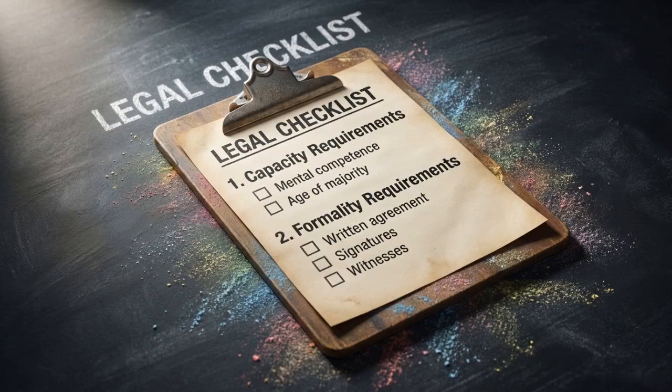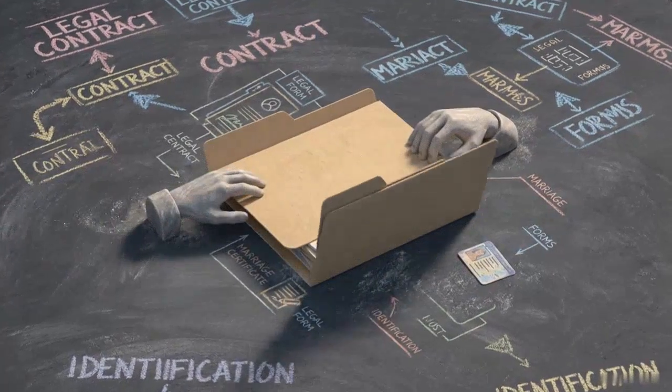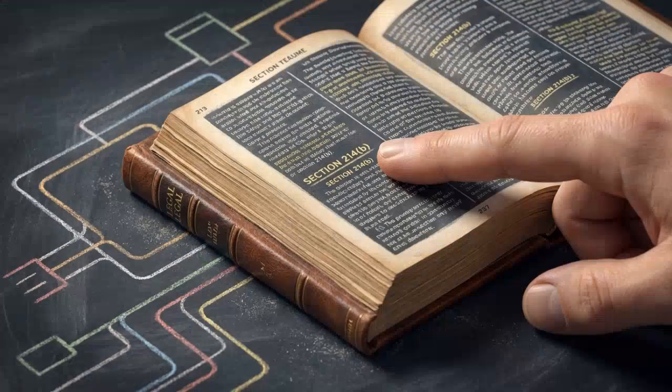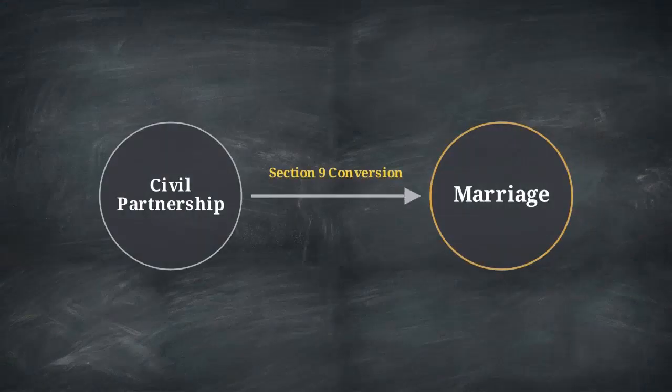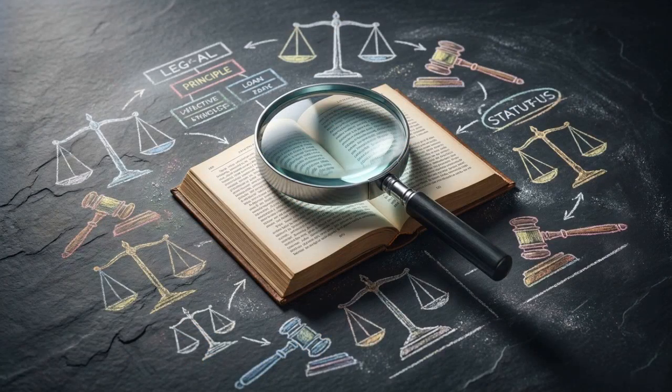Instead, validity relies entirely on strict adherence to two specific statutory frameworks: capacity and formality. We need to dissect the mechanics of how a relationship is formed and how its validity is proven under these rules. This also requires examining Section 9 of the Marriage (Same-Sex Couples) Act 2013, a unique mechanism that allows for the conversion of existing civil partnerships. An error at this stage can unravel a client's entire legal strategy. In family law, the assessment of statutory compliance is the most critical baseline skill.